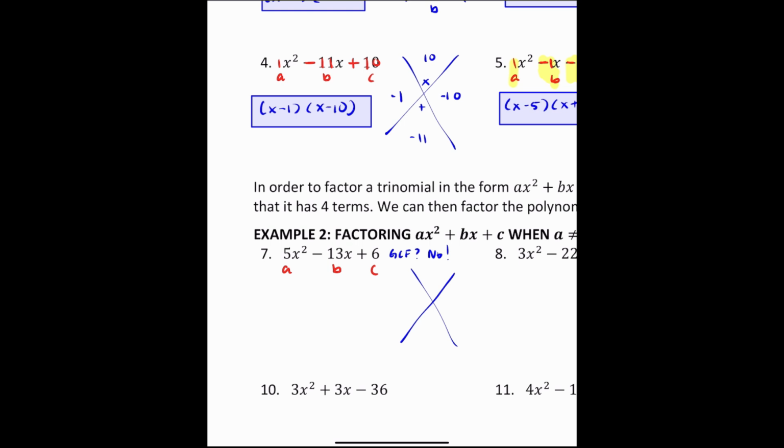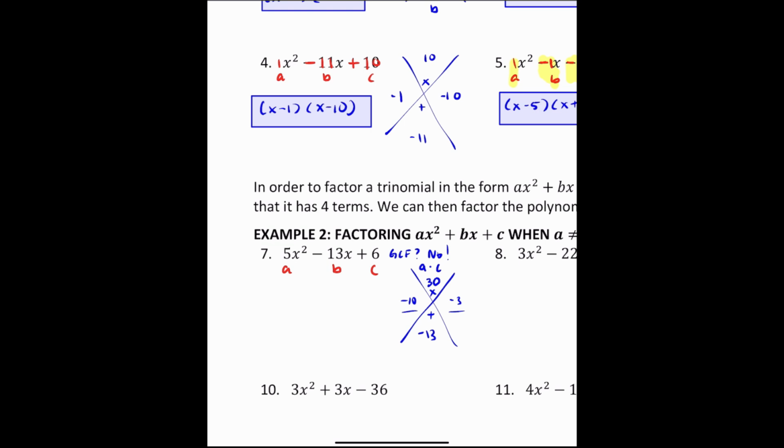And up top, remember, the a and the c will get multiplied together. So the a value is 5, the c is 6. 5 times 6 is 30. And then our b value is negative 13. So what are the two numbers that multiply together to give you positive 30 and add up to negative 13? The two numbers that I'm thinking are negative 10 and negative 3.